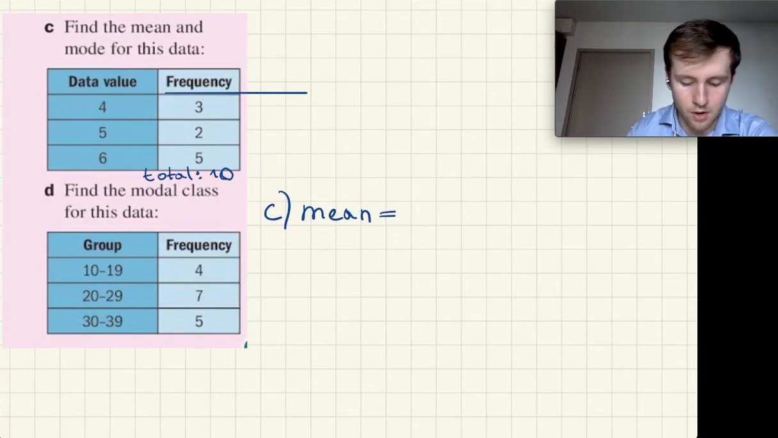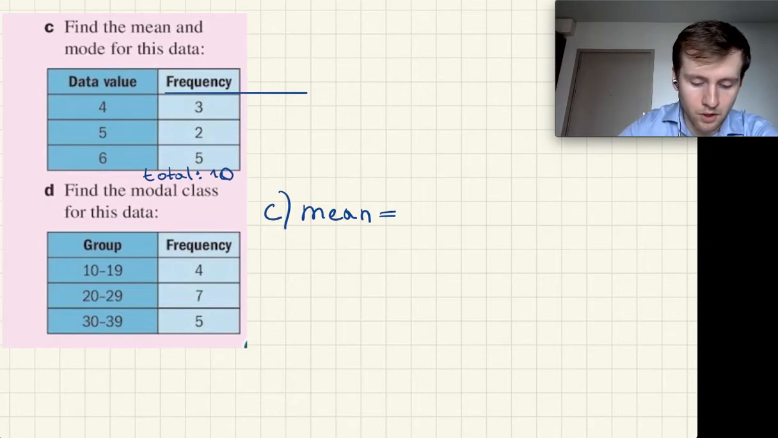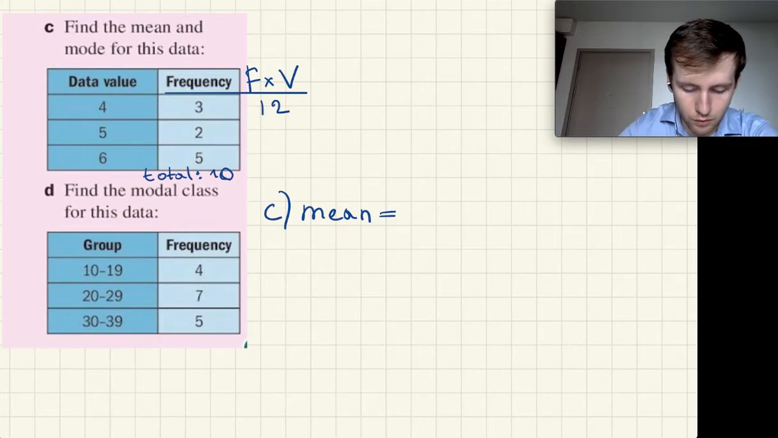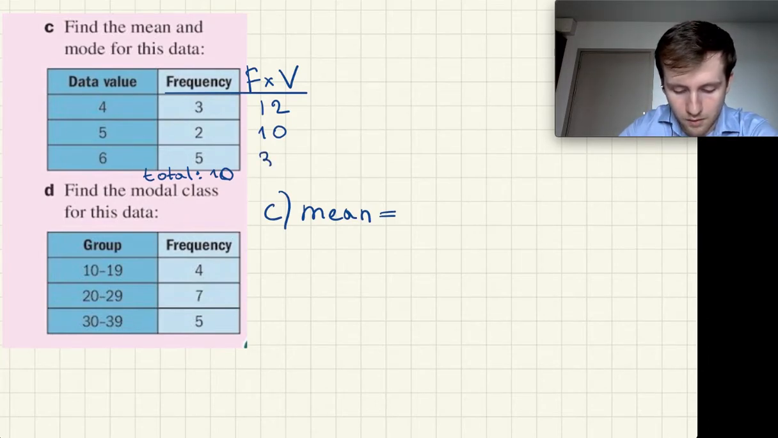I'm going to move it here. And in this column, we can do frequency times value. So we do 3 times 4, it gives us 12. Then we do 5 times 2, it gives us 10. 6 times 5 gives us 30.